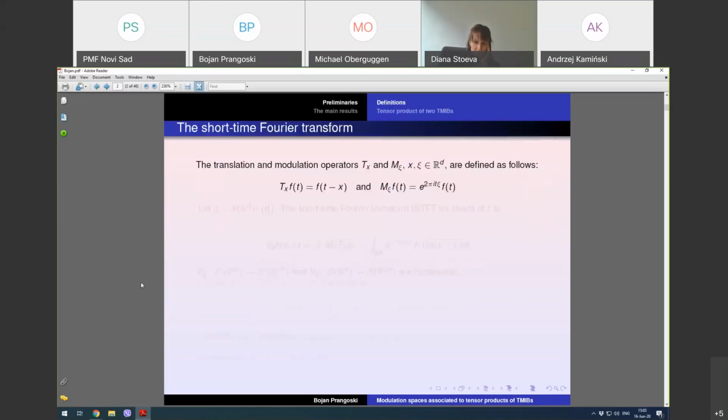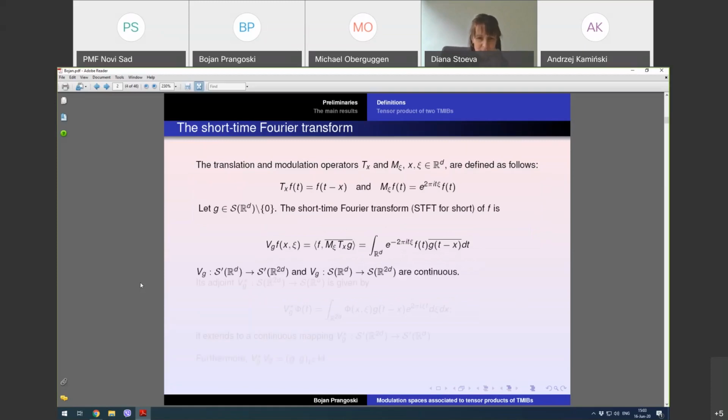So to start, let me first fix the notation. I will denote by T_x and M_ξ the translation and modulation operators. They are the standard ones. For a fixed window g, a non-identically zero function in the Schwartz space, the short-time Fourier transform of a tempered distribution f I will denote by V_g f, and its adjoint I will denote by V_g^*, acting on a function φ.